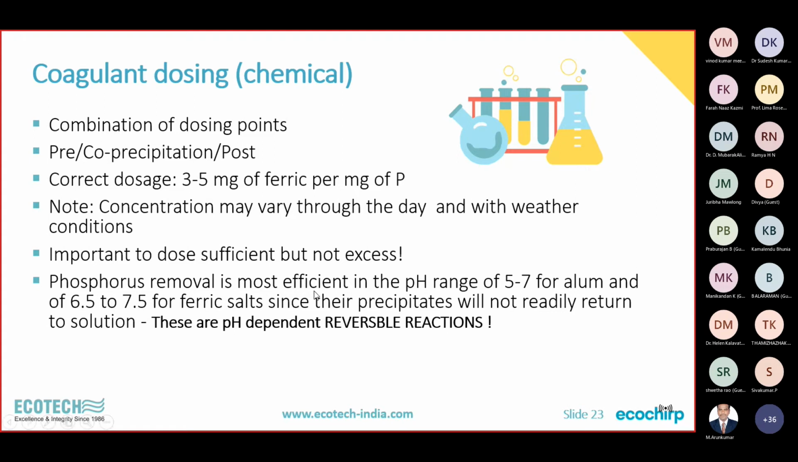Phosphorus removal is most efficient in the pH range 5 to 7 for alum, 6.5 to 7.5 for ferric salt, since their precipitates will not readily return to solution. So these are very pH dependent, and therefore if you do not control the pH in this range, these are reversible reactions, and the phosphate may come back into solution. So you have to be very careful and control the pH in the specified range only.